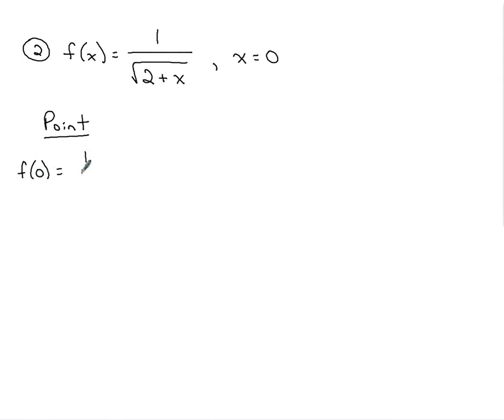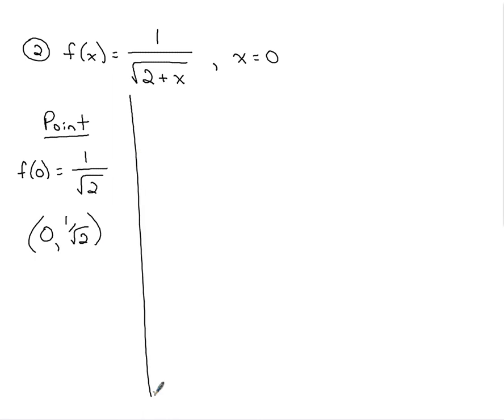now let's see, we're going to have 1 over the square root of 2 plus 0, right? So we're going to have 1 over the square root of 2. Meaning the point we're focusing our attention on: x is 0, y is 1 over the square root of 2. That's the first thing we're going to do when we're asked to linearize something.